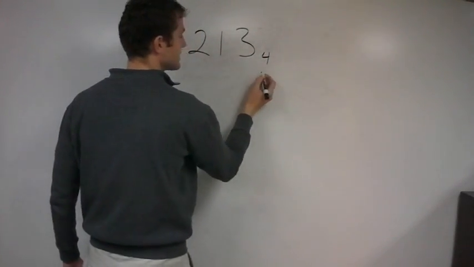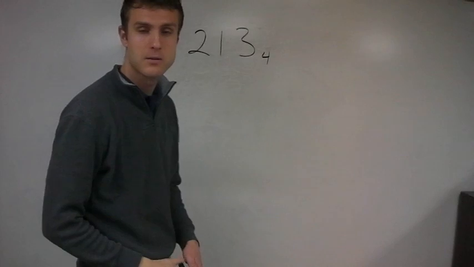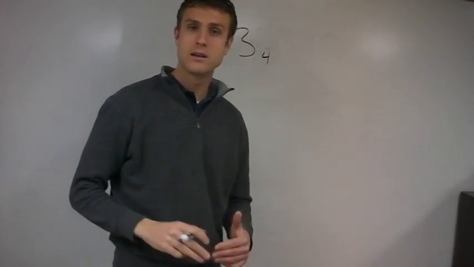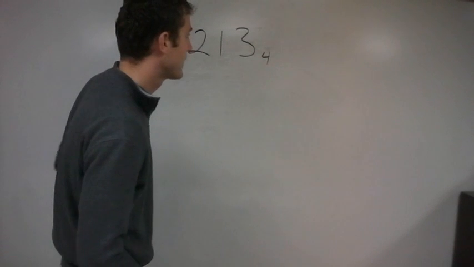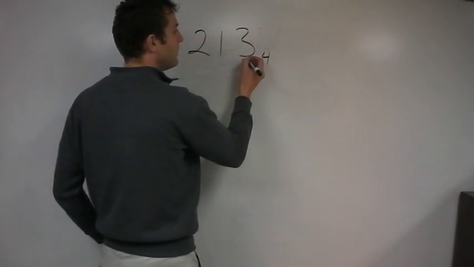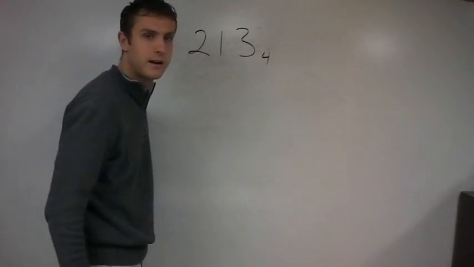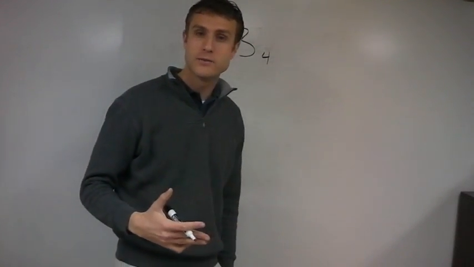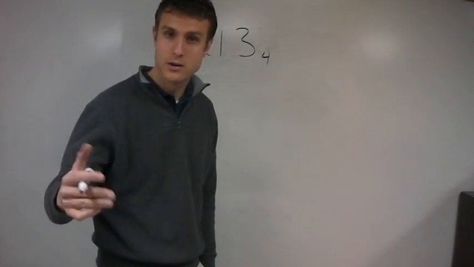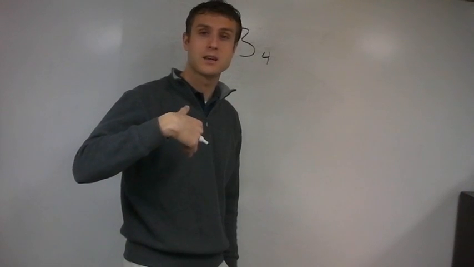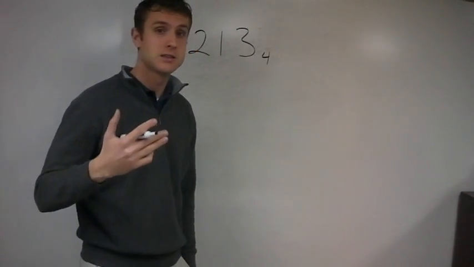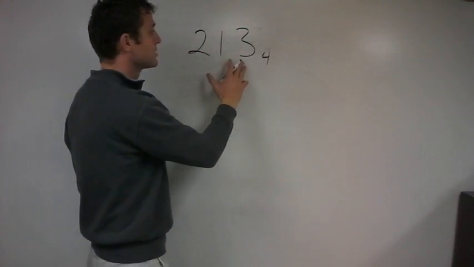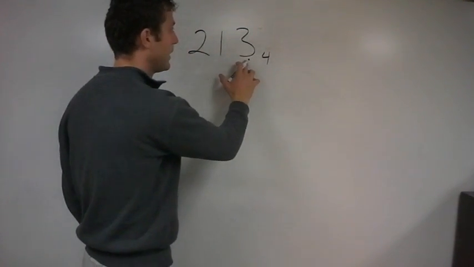Notice the base is indicated by a subscript on the bottom right-hand corner. If I want to convert this number to base 10, I'm going to take my base and place it above each place value. In base 10 place values, the first place value is 10 to the 0, or the ones place. The second place value is 10 to the 1, or the tens place. The third is 10 squared, or the hundreds place.